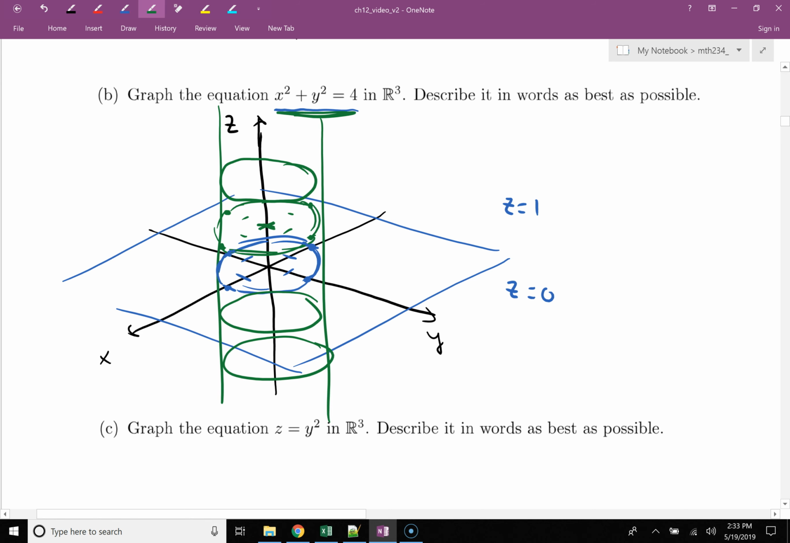And so in this case, this surface is going to be a nice infinite cylinder. I don't know why I chose yellow, but okay. So again, if I'm describing in words as best as possible, this is an infinite cylinder. Because there are no restrictions on z. There's no top and bottom, right? It's just going to keep on going up and up and up forever, and down and down and down forever. And it's centered around the z-axis.